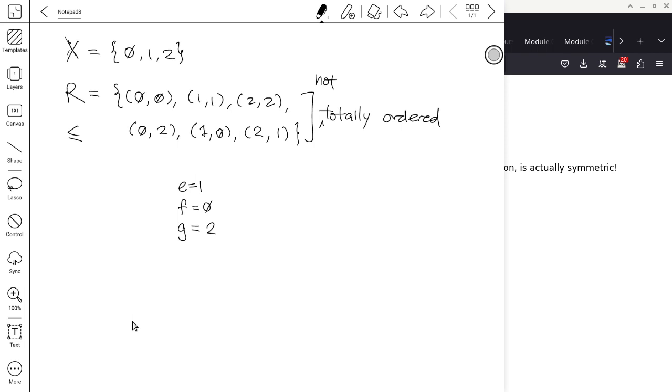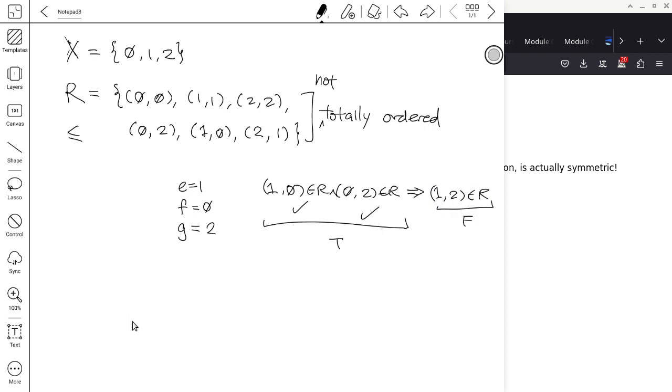So under this particular condition, the first question is: 1, 0 is in R. Okay, you're good here. And 2, 0 is in R. We're good here. So the conjunction is true. But does it imply 1, 2 is in R? This is false. Because 2 relates to 1, fine, we have the comparable part, but 1, 2 is not in R. So now we end up with a true implies a false, which means the implication itself is false. So it is not transitive.